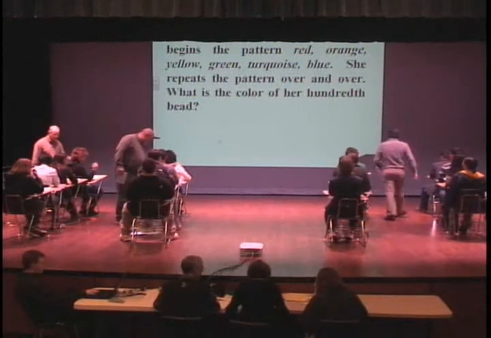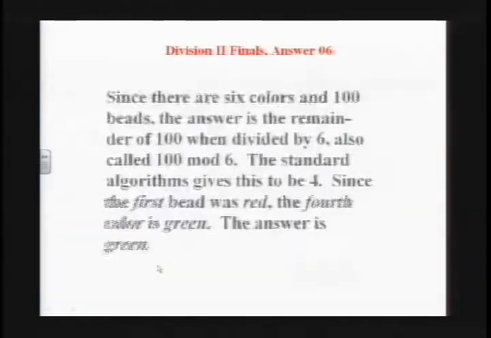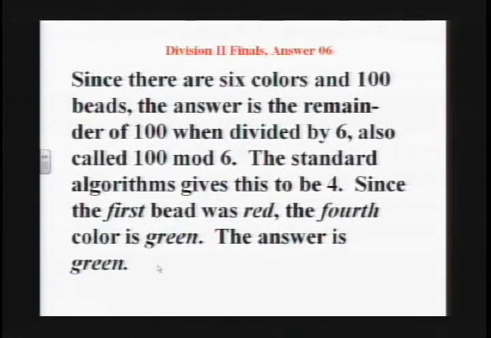Okay, and that's 3 answers. And the amazing solution, please. Okay, we have 6 colors, so they repeat over in groups of 6. If we divide 100 by 6, we get a remainder of 4, which is also called 100 mod 6. Since the 4th bead is green, the answer will be the 100th bead is green.